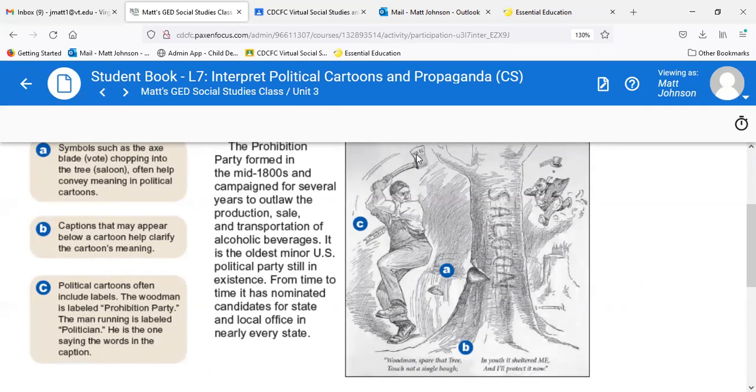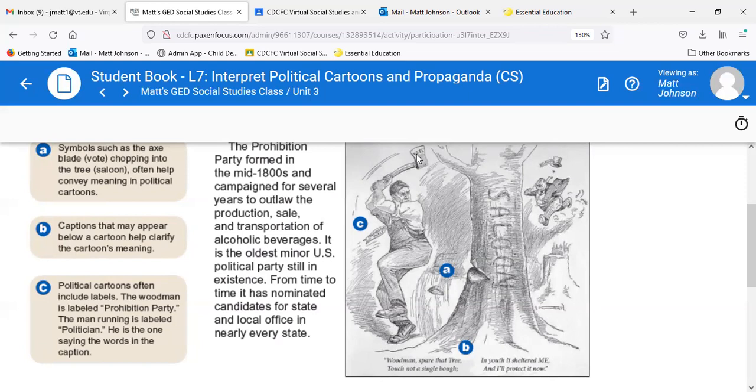So the idea here, the guy cutting down the tree is sort of the voter. And in the second box there, it says captions that may appear below a cartoon help clarify the cartoon's meaning. Oftentimes, just like everything else, they'll have a title, right? That'll get you some information about what's going on there. The caption underneath there, which is kind of even hard for me to see at this point, it says, "Woodman, spare that tree, touch not a single bough. In youth, it sheltered me, and I'll protect it now."